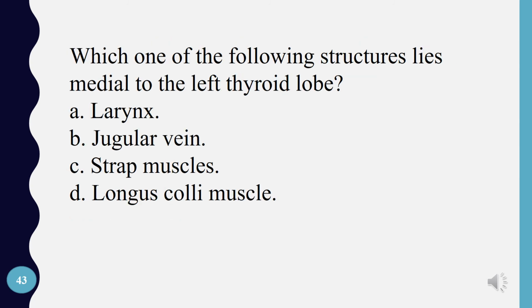Which one of the following structures lies medial to the left thyroid lobe? A. Larynx. B. Jugular vein. C. Strap muscles. D. Longus colli muscle. The answer is A. Larynx.